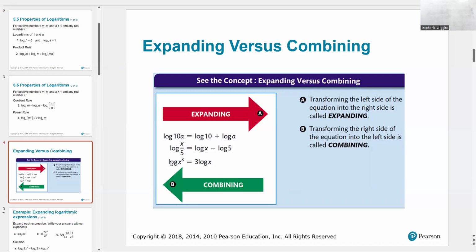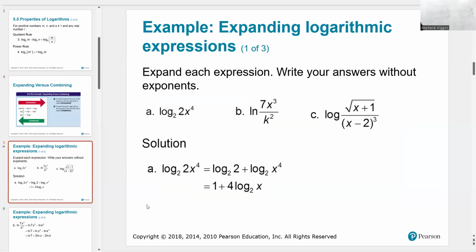So when you go this way, when you start with the ones on the left and end up with the ones on the right, you're expanding. If you start with the ones on the right and end up with ones on the left, that's combining or condensing. Okay, so we'll be doing some examples in a future video. So here are some examples. You're expanding. So you can see that we start with 2x to the 4th, and that becomes 1 plus 4 log 2x. And I'm going to show you in the next video how we do these problems.